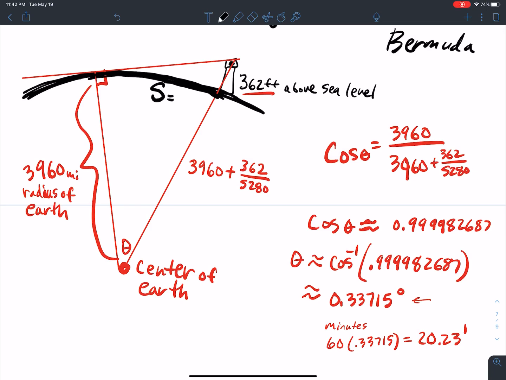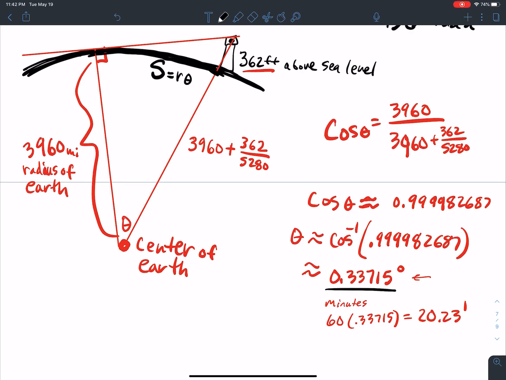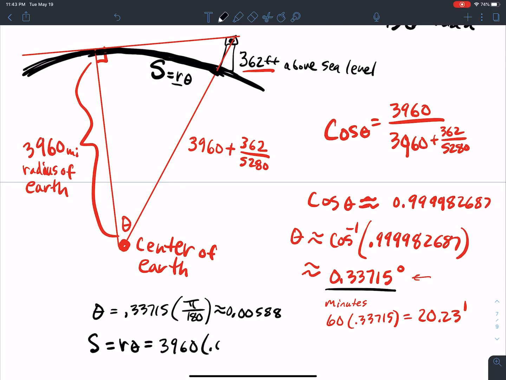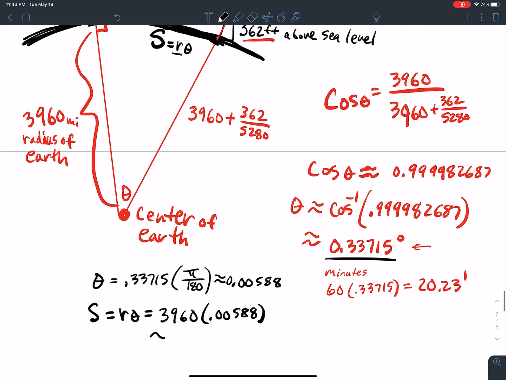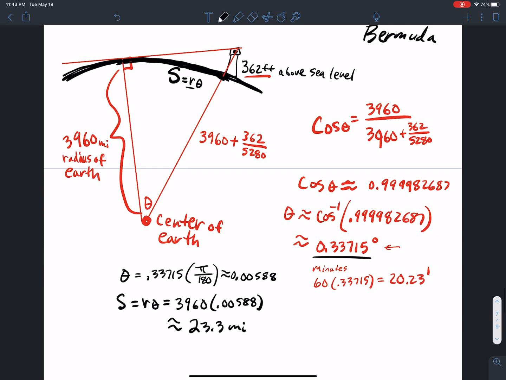And this is given by S equals R theta, right? So that arc length is S equals R theta, where theta is in radians. So in radians, theta equals 0.33715 times pi over 180, which rounds to 0.00588. So that's really small, times R. So S equals R theta. R is 3960 times 0.00588, which is roughly 23.3 miles. All right. So 23.3 miles from there.